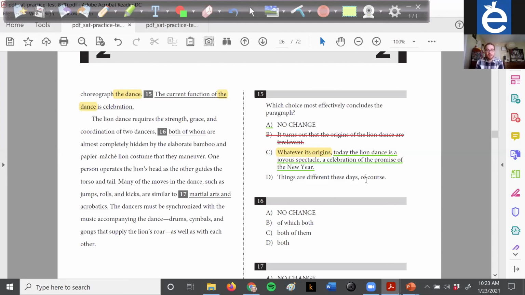D, things are different these days, of course. Okay, it just doesn't give us any information that concludes this paragraph. Those are the marks of an effective conclusion. It wraps up one idea while setting the stage for a new one.